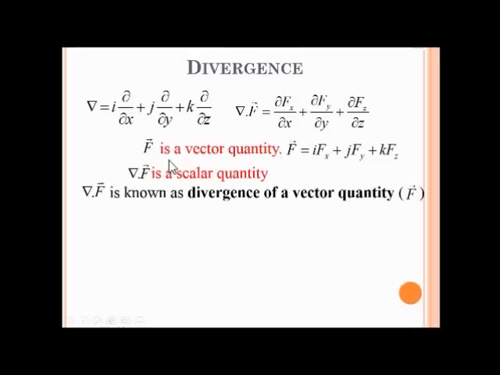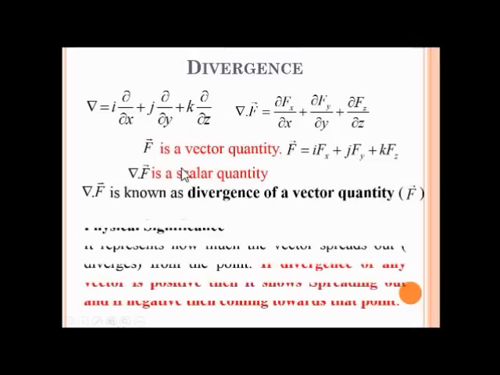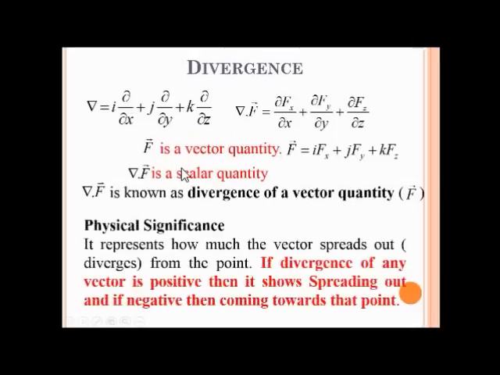So del dot f is known as the divergence of a vector quantity. It also has physical significance: it represents how much the vector spreads out, or diverges, from a point. The divergence is positive when the vector field is spreading out, and negative when it is coming towards that point. So this is one of the important physical significances of divergence.